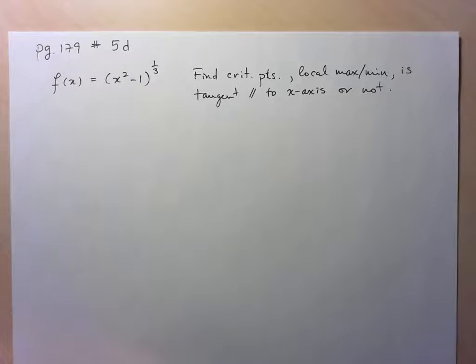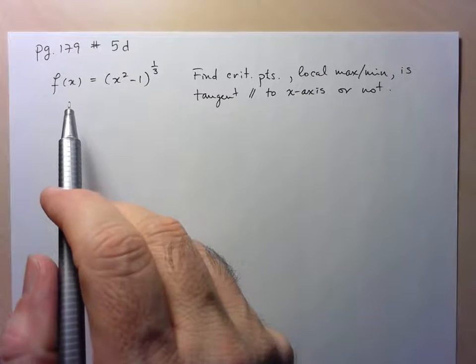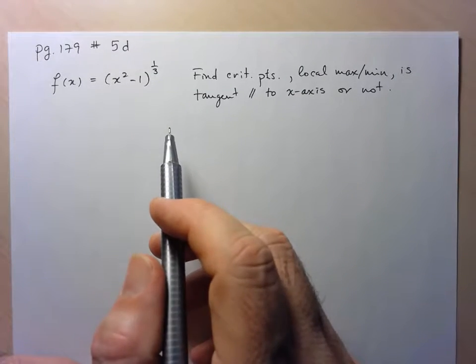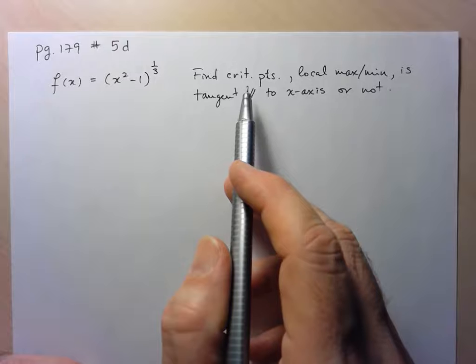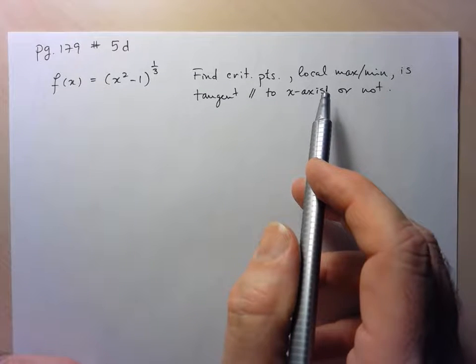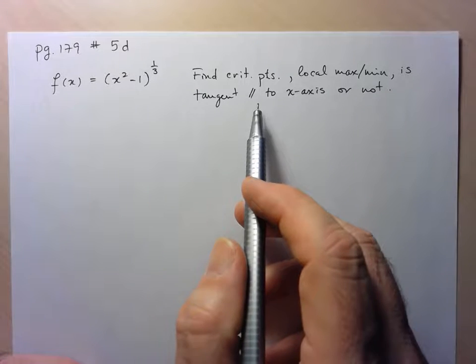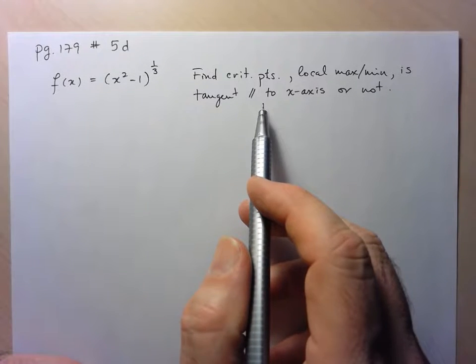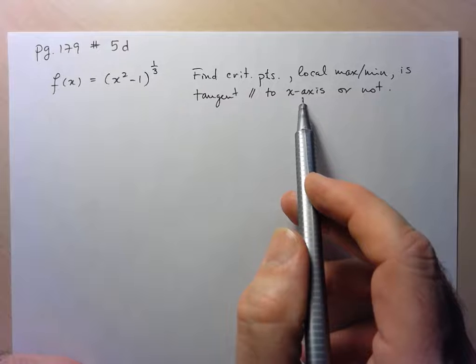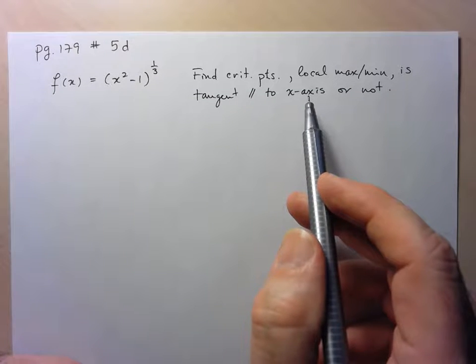Hi folks, we're going to take a look at 5D from page 179. They give us this function, which is just the cube root of x squared minus 1. They ask us to find the critical points, determine if there are any local maxima and minima, and determine if the tangent at these points is parallel to the horizontal axis, meaning the x-axis. In other words, is the tangent horizontal at those points?